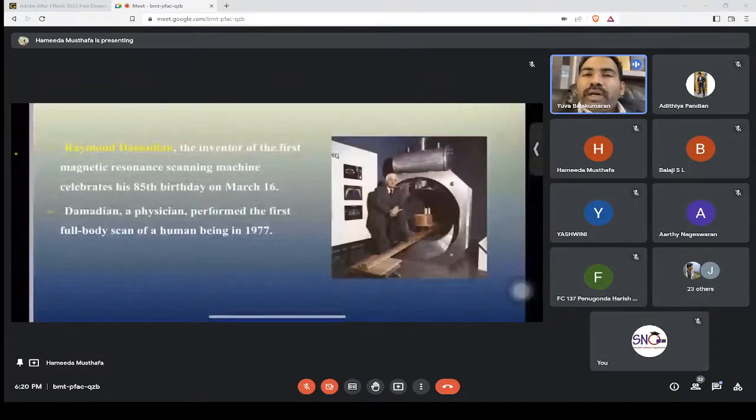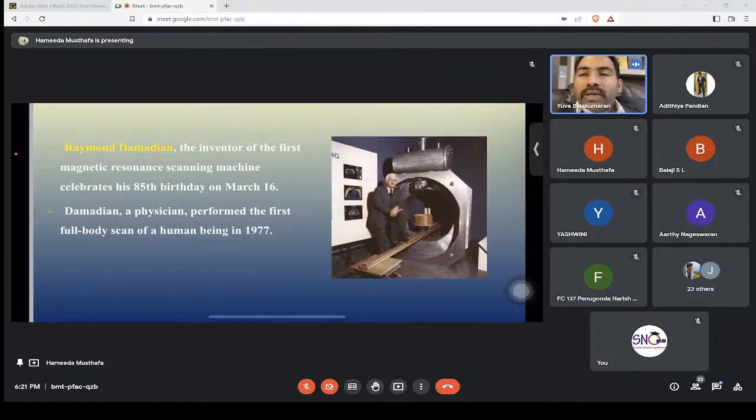Then we will move on to MRI. Raymond Damadian, the inventor of the first magnetic resonance scanning machine, celebrates his 85th birthday on March 16th. Damadian is a physician who performed the first full body scan of a human being in 1977.